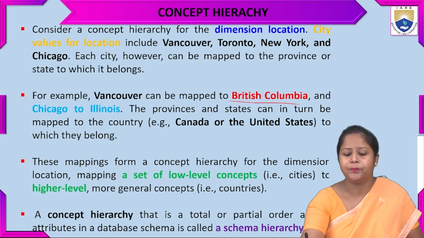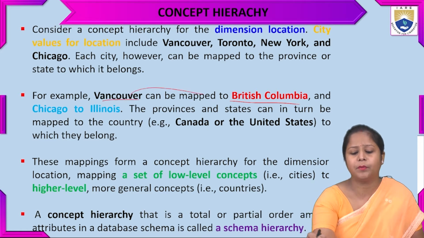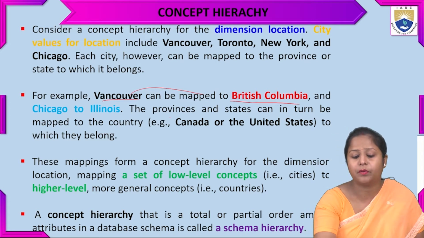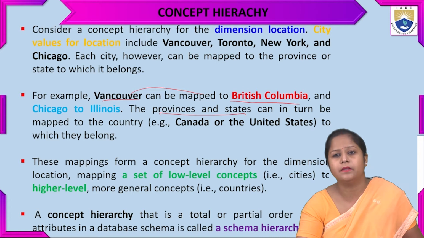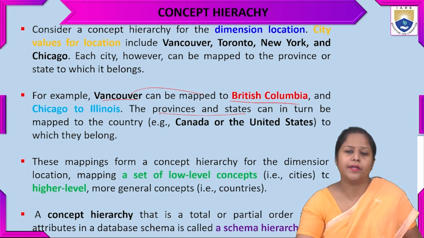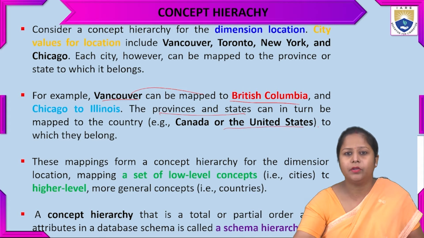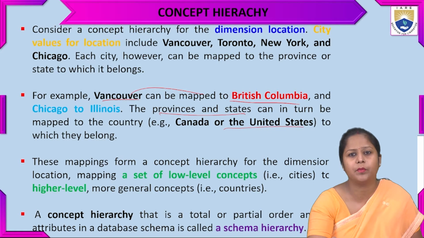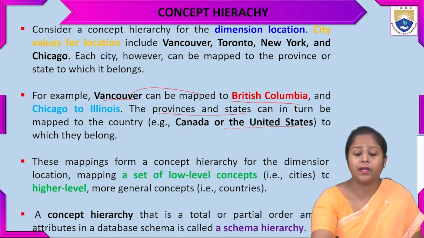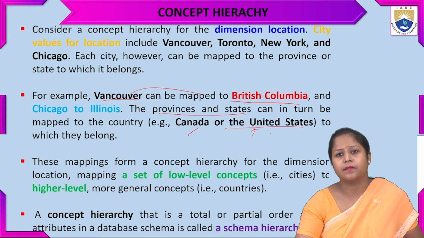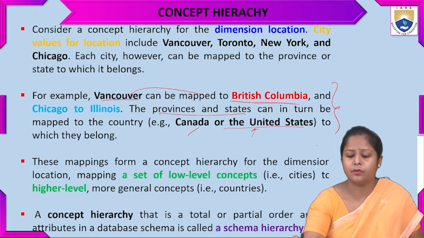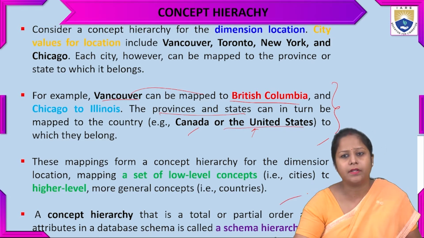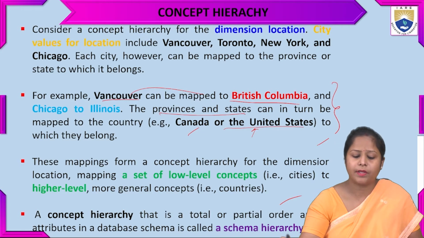So after the city was mapped with the province or state, again the province and state will be mapped to the respective country. So for example, for Canada and the US, for which specific province and state they belong, they'll go to Canada as well as to the US, right? So like that the mapping is going from the lower level to higher level. These are the mappings from a concept hierarchy for the dimension location, right?